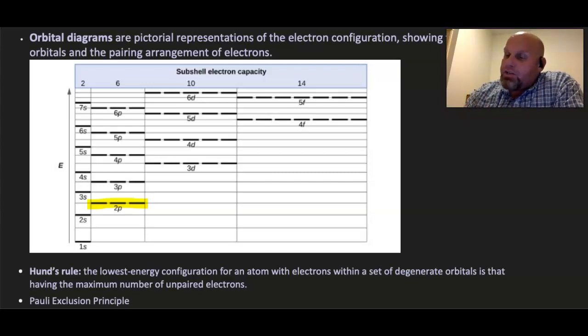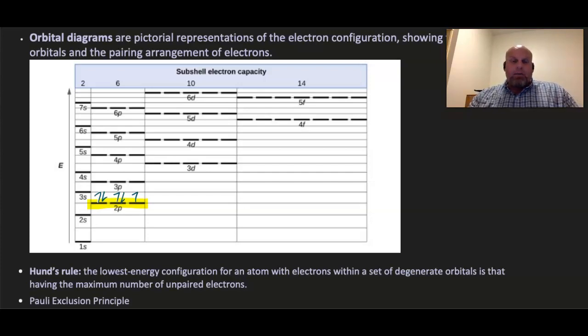So Hund's rule tells us when I'm filling 3 orbitals of equal energy, I must put 1 electron in each orbital first with spins parallel before I pair them up. So I would put 1 electron in each, then I would go back and start to pair them up. That's Hund's rule.